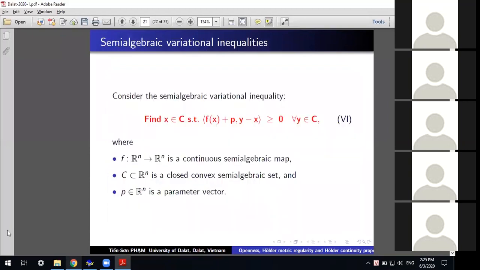The next, I would like to consider the semi-algebraic variational inequality. That means find x belonging to C such that this inequality holds for all y in C. Here I suppose that F is a continuous semi-algebraic map, C is a closed and convex semi-algebraic set, and P is a parameter vector. This is well known in variational analysis, right?